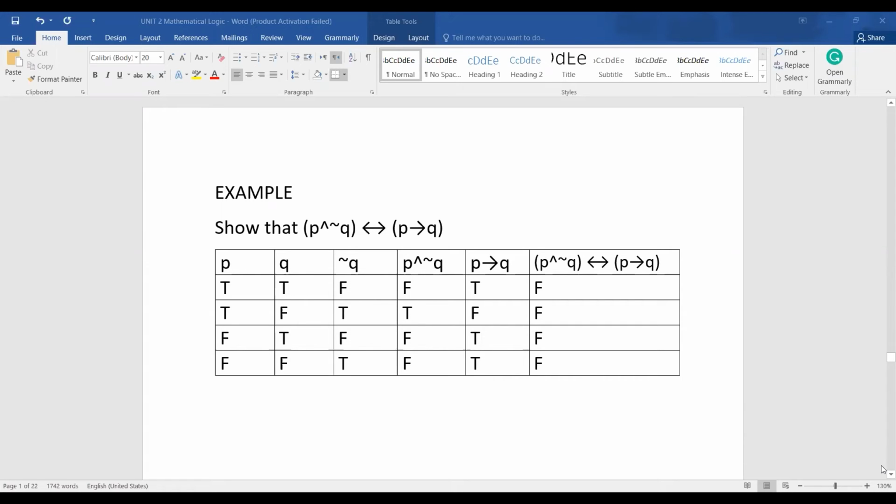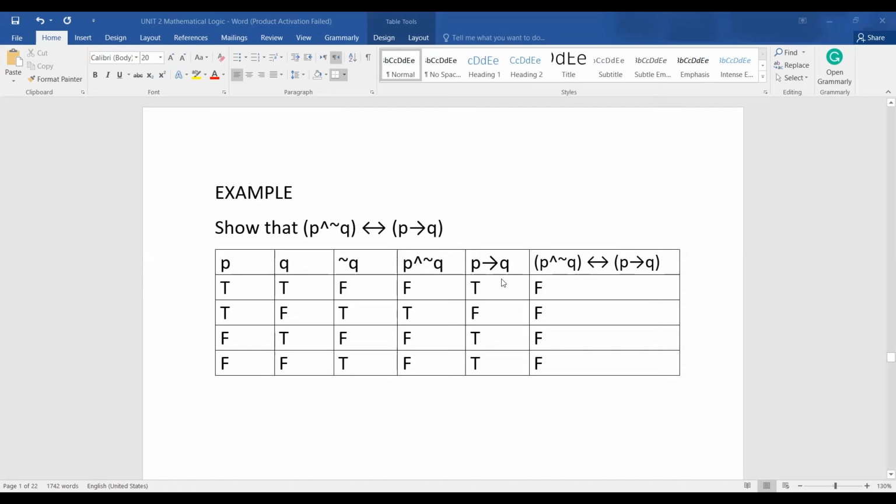Then comes our first term, that is P and negation of Q. Once we have the values for P, Q and negation of Q, we can calculate P and negation of Q. Afterwards, she made the next table. That table has P conditional Q. So now we have the values for P and Q, so we calculated P conditional Q. Once we calculated both tables, P and negation of Q, and then P conditional Q.